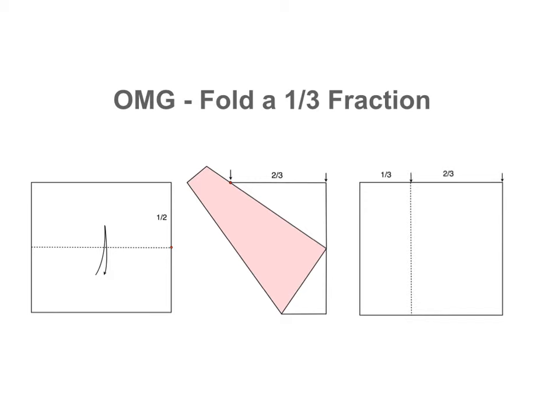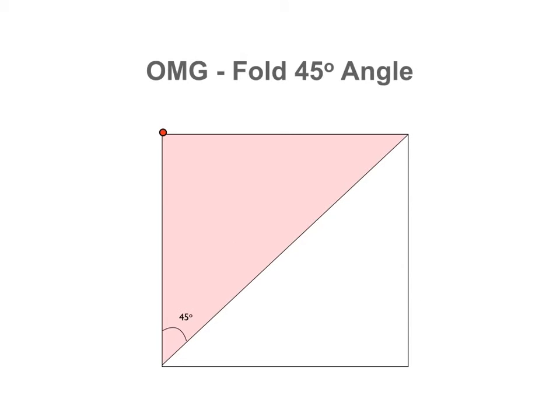And what about the 1/3 fraction? This is a classic math problem. You fold half first, and then fold the one corner to the half point. The intercepting point of the 2 edges on the top is exactly 1/3. So that just divided a square into 3 equal parts.